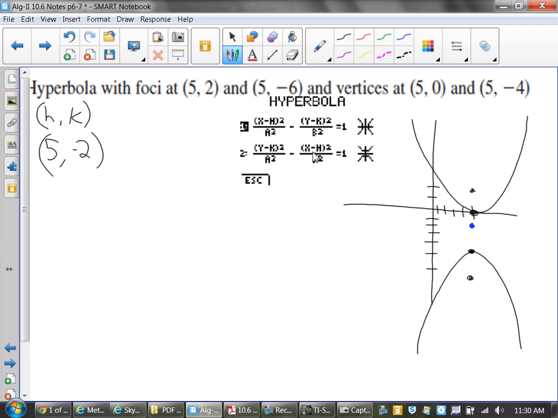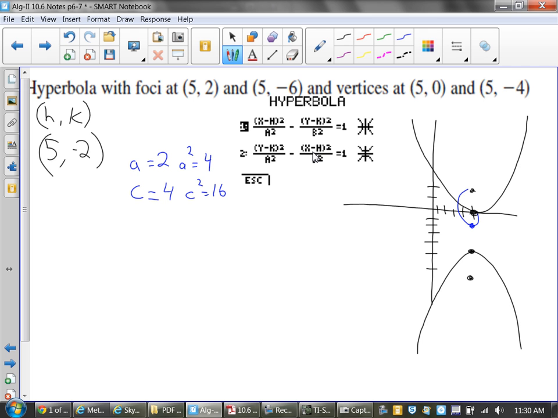Okay? Now, all I have to do is figure out the a values. Well, from center to vertex is 2. So a is 2. That means a squared is 4. Center to focus, in this case, is how much? 4. So that means that c squared is 16. Again, all I'm doing is just counting. I'm not trying to do anything real fancy or crazy here.